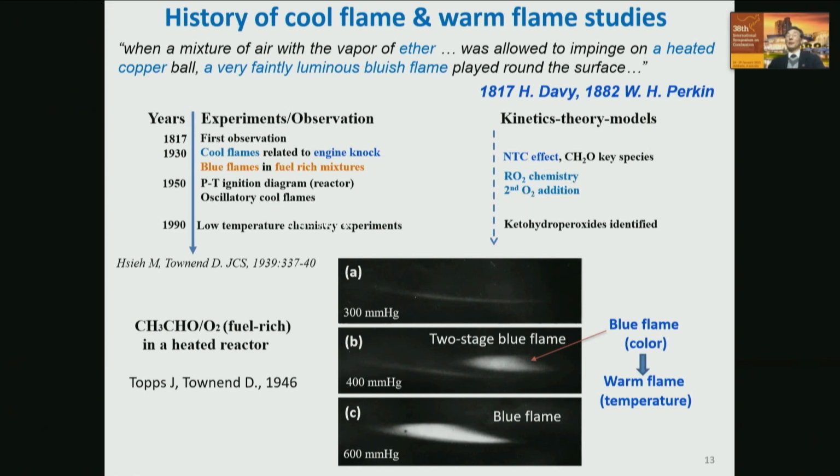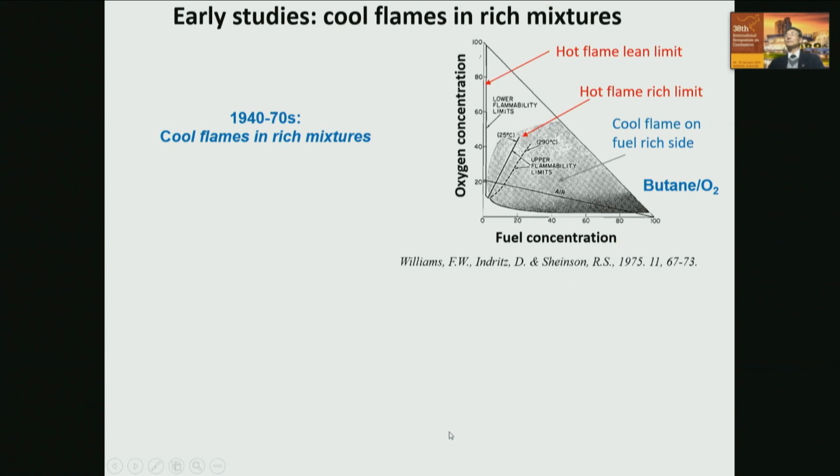So in terms of low temperature combustion, as you can see from the figure before, in a fuel rich mixture of acetaldehyde with oxygen in a heated reactor, at a low pressure, you can see there's a very bluish cool flame. As you raise the pressure, the reactivity increases. You see a blue flame and a cool flame, and 2-stage flames. This was called blue flame because of the color, but today I will try to change the name to warm flame. And if you increase the pressure, these 2 flames merge together and become a single flame branch.